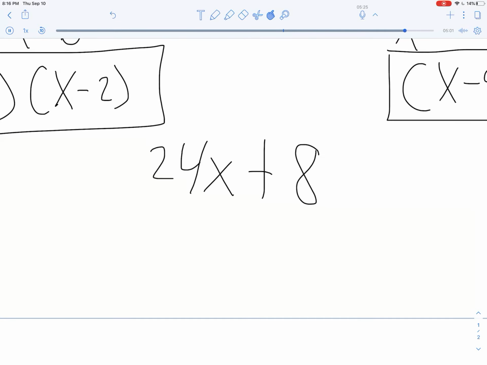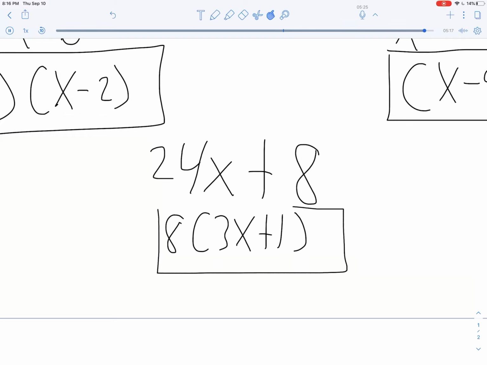All right, last question. Similar to the one before, we want to find a number that we can pull out of this expression and factor it. A common factor of 24 and 8 is 8, so we can pull out an 8. So that's 8 times 3x plus 1. And we can't pull out the x because there's only an x with 24 and not with 8.